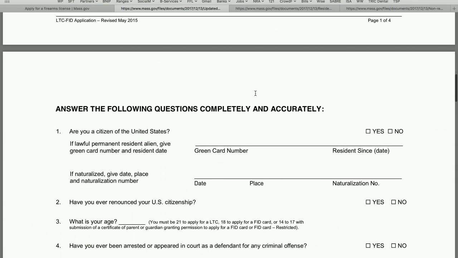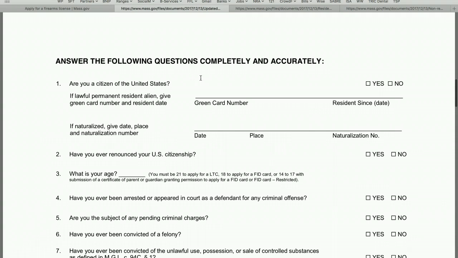Then right here, you're going to start off with question number 1: Are you a citizen of the United States? You do not need to be a citizen to be able to apply for a license to carry, okay? That's one of the things that there's a lot of misconceptions about, and we'll be discussing that in the future.